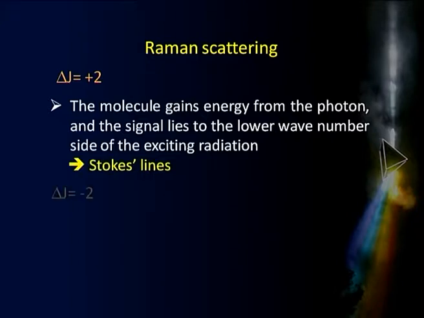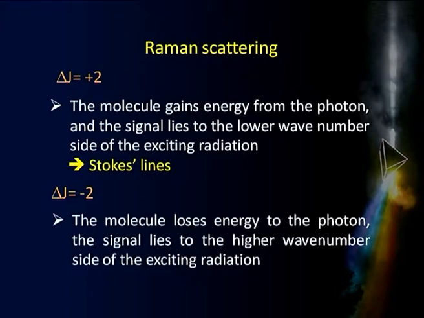On the other hand, when delta J is equal to minus 2, that means the molecule to begin with is in a higher energy level and is coming down to a lower energy level. That means the molecule loses energy to the photon, and the signal will lie on the higher wave number side of the exciting radiation. This will be my anti-Stokes lines.